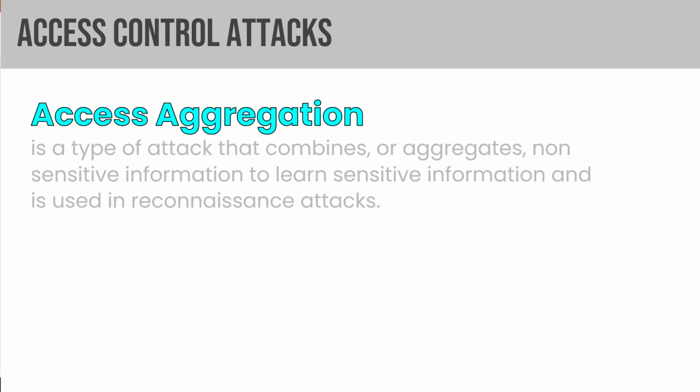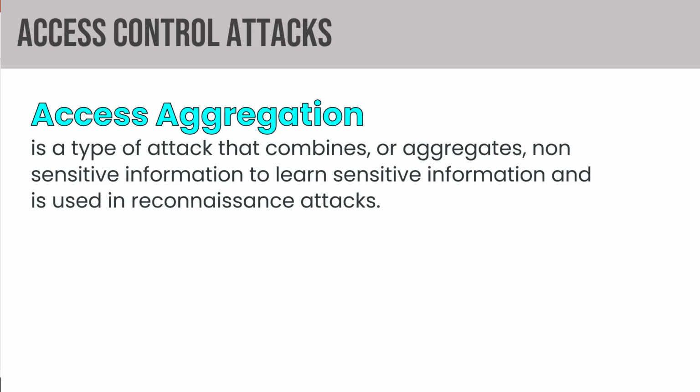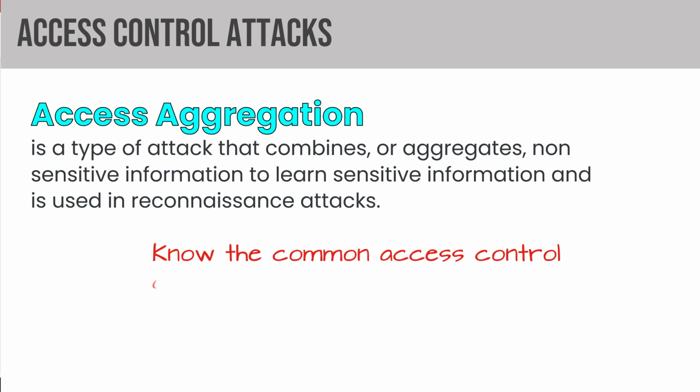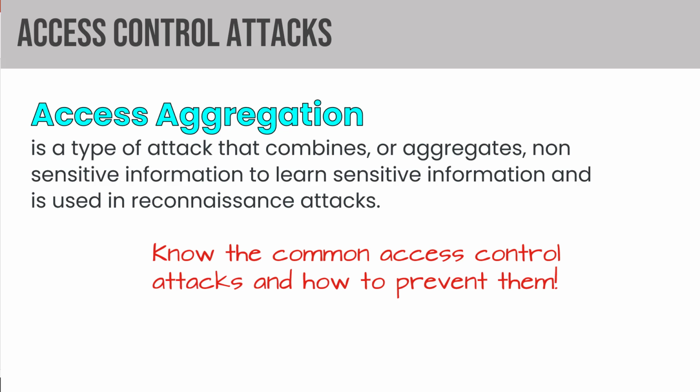Access aggregation. So that's a type of attack that combines or aggregates non-sensitive information to attempt to learn something sensitive and then use that in an attack. We're going to hear about aggregation attacks when we talk about relational databases later. But you may see aggregation attacks in the access control context. It'll be a different type of information perhaps that's being aggregated. Definitely know the common access control attacks and the countermeasures for the exam though.